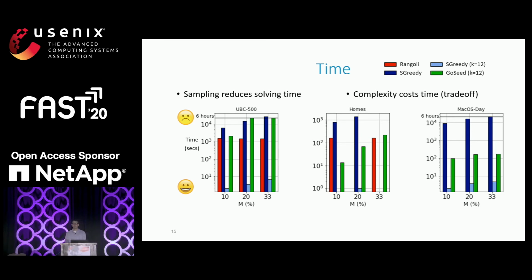The second thing we can see is that GoSeed's time in order to find the solution is relatively high, and this is because we're trying to solve an NP-hard problem, and this takes time. But the good thing is that most of the time it's just a matter of minutes, and the rest of the time we can see that GoSeed always finds a solution where the other algorithms did not necessarily find one.